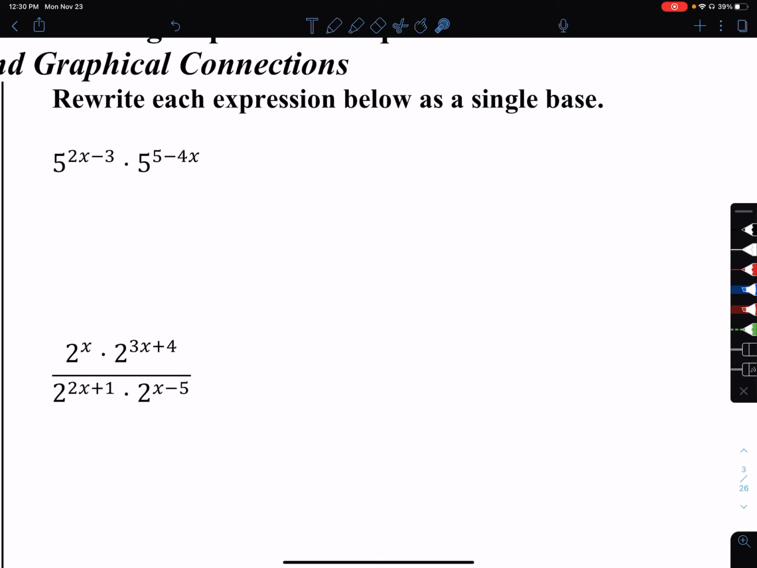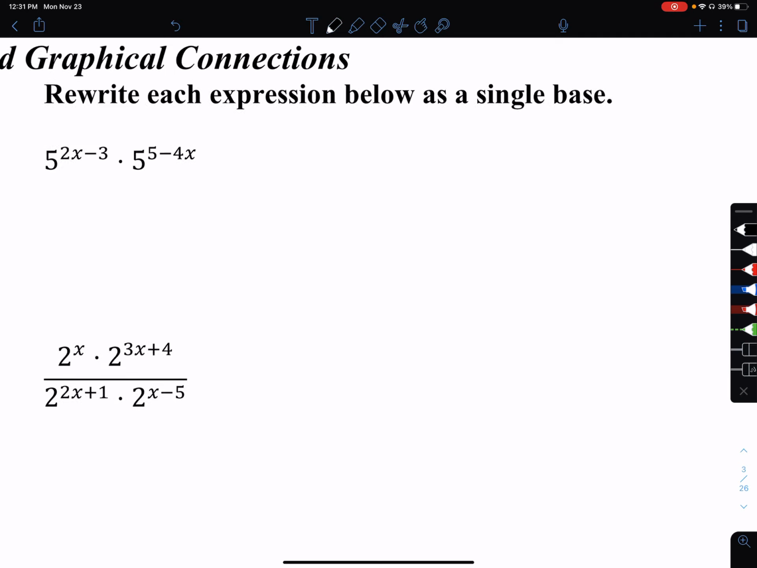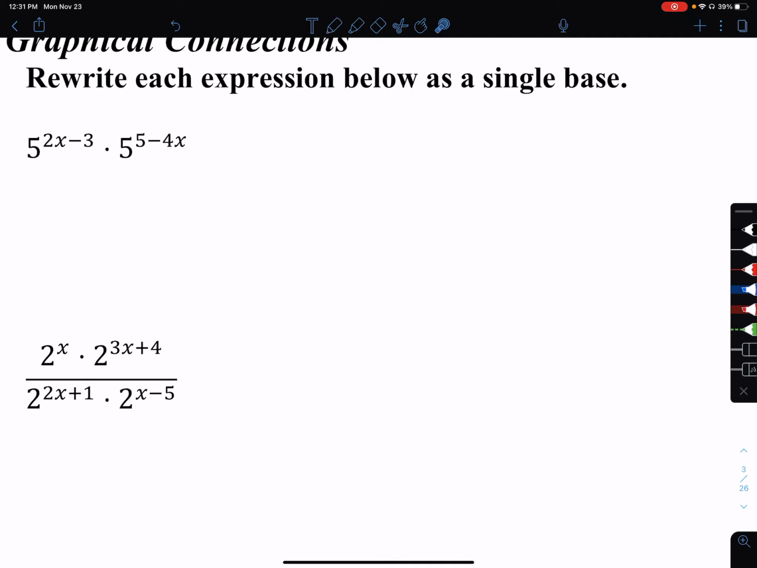Still in Note 7.1, talking about some exponents. Let's check out some examples. Rewrite each expression below as a single base. So right now we have the same base, but we have it here twice. Since we are multiplying with the same base, we're going to use the product property.